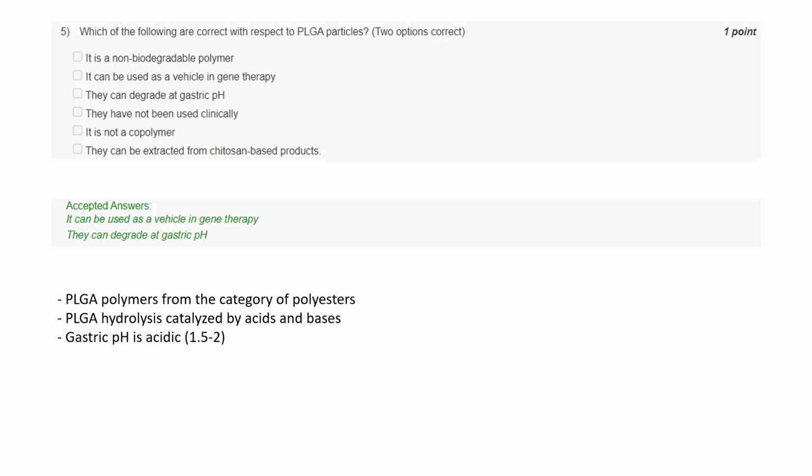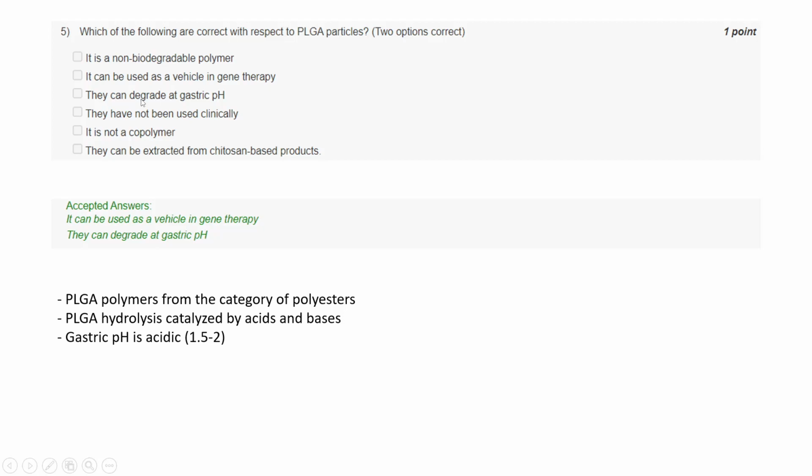So let's see what PLGA is. As I said, PLGA is from the class of polymers belonging to polyesters, and it can be hydrolyzed easily by acids and bases. We'll go option by option. Is it a non-biodegradable polymer? Definitely not. It is a biodegradable polymer. It won't stay in your body for a longer time because it is hydrolytically cleavable. Next, it can be used as a vehicle in gene therapy. It is very widely used because when you're giving gene therapy, your gene is essentially DNA, and that is very susceptible to denaturation. So people incorporate this gene in a PLGA polymer, and that's how it's delivered.